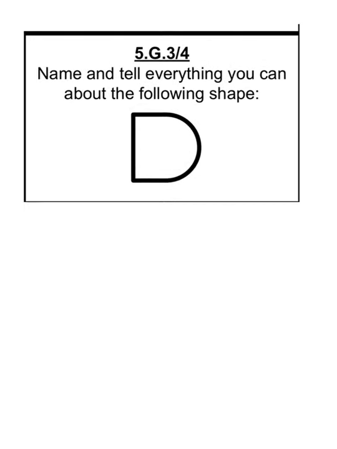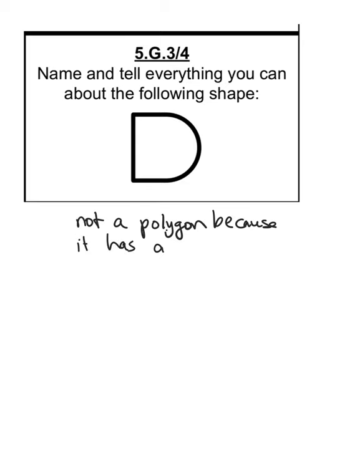All right, last one. Name and tell everything you can about the following shape. Here's the biggest question. Is it a polygon or is it not a polygon? It is not a polygon because it has a curved side. Polygons must only have straight sides.